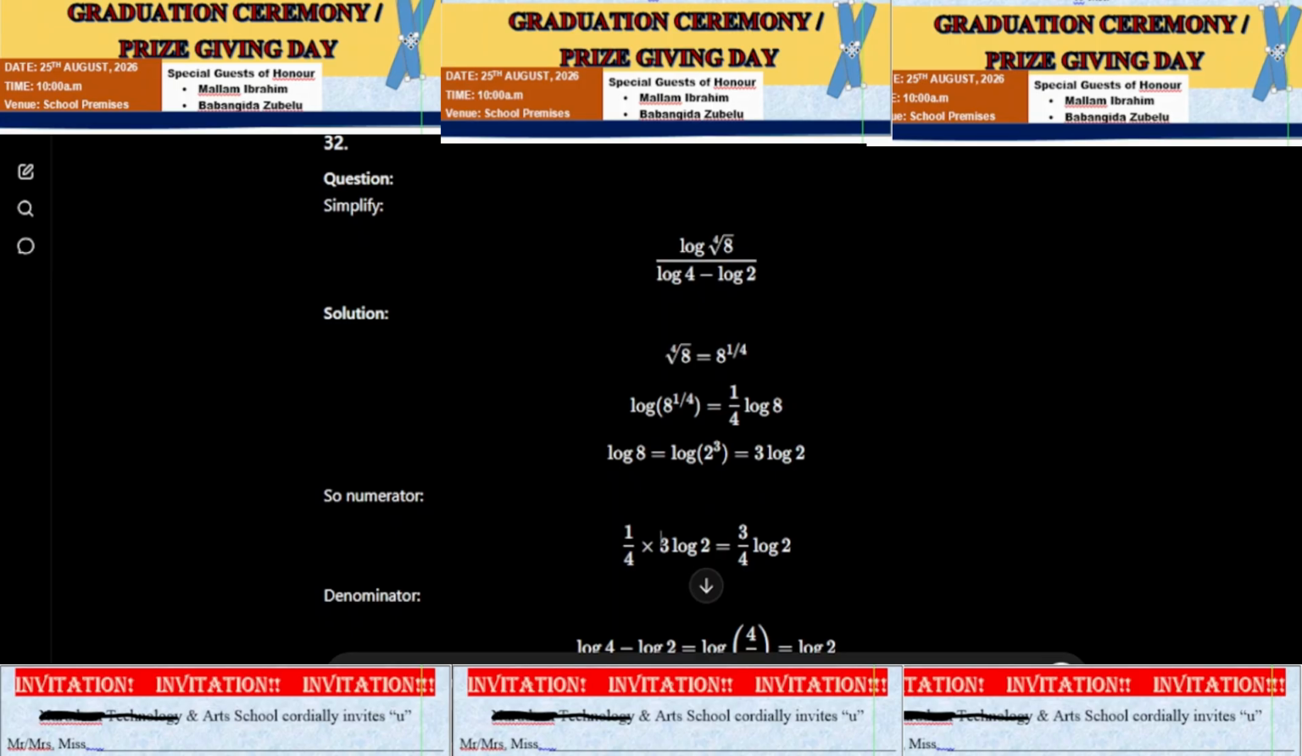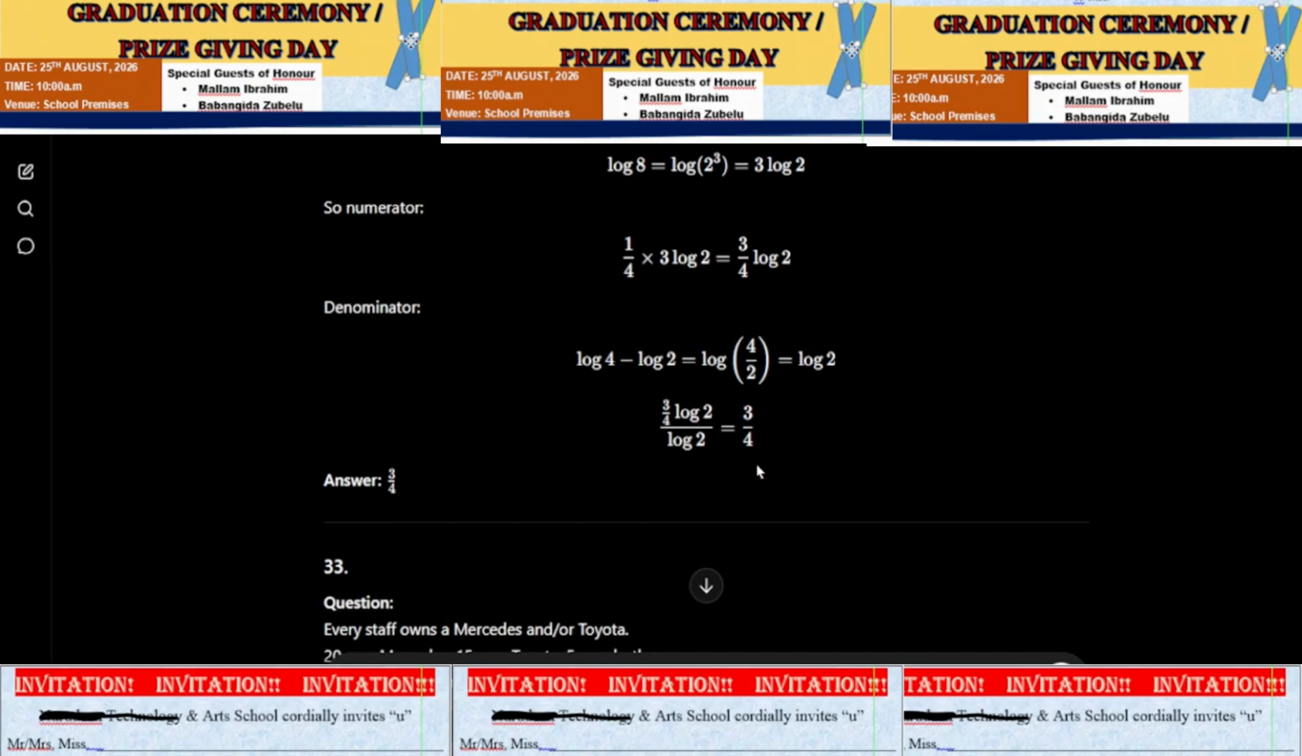Then from there, we have the 1 all over 4 that came to the front, and the 3 that comes to the front. That's 1 all over 4 times 3 log 2, which equals 3 all over 4 log 2, because you multiply this 3 by this 1. Then from there, the denominator. You know that in logarithms, if you see minus, it is the same thing as divide by. That means it's all over.